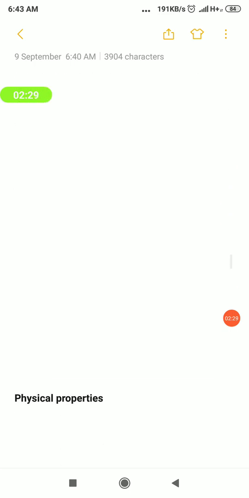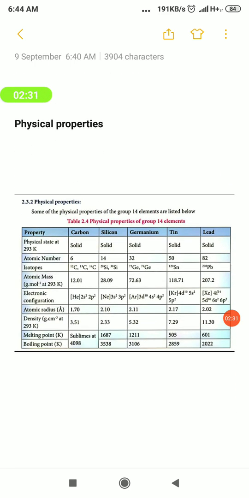Okay, then physical properties of the carbon family elements, as we saw in the last case for boron family also, the same thing is coming again. Physical state, all the elements are solids. Carbon, silicon, germanium, tin and lead, everything is a solid. Then atomic number, I have already taught this. First number alone we have to study. Carbon is 6. Then what we have to do?